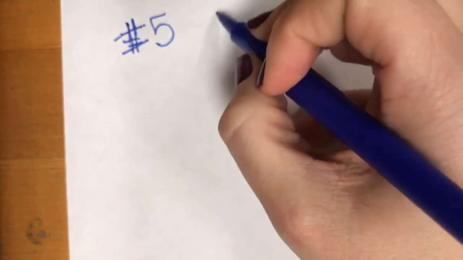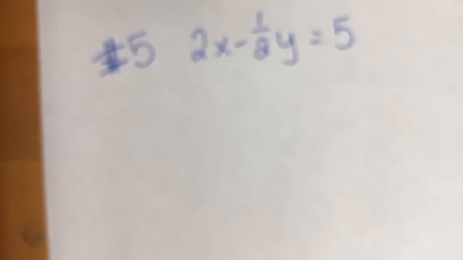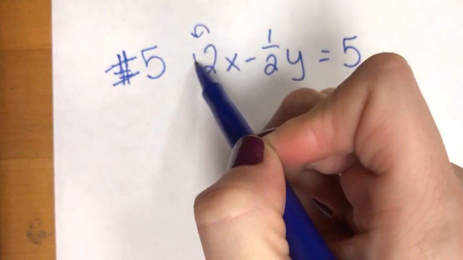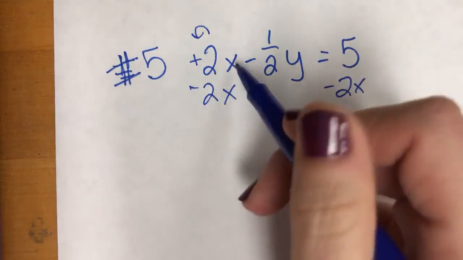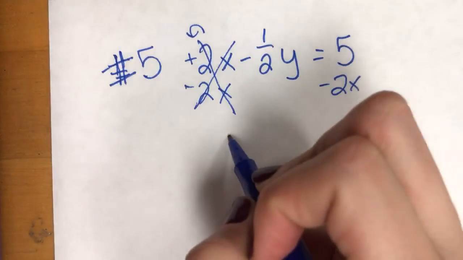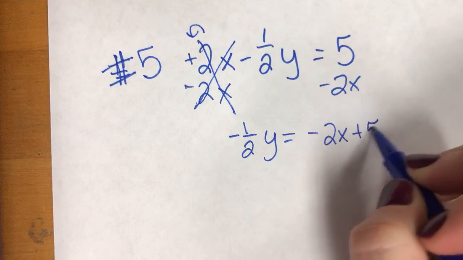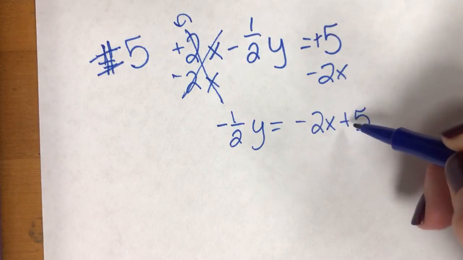Number 5 is asking us to solve for y. So on number 5, we are given, oops, my number sign's a little bit crazy. We're given 2x minus 1/2 y equals 5. So if we want to solve this for y, we would need to move our x first. So our x is positive 2x, so we're going to subtract 2x. Okay, these will cancel out. So we'll get a negative 1/2 y equals a negative 2x plus 5. Right, this 5 is positive, which is why I have the addition sign here.